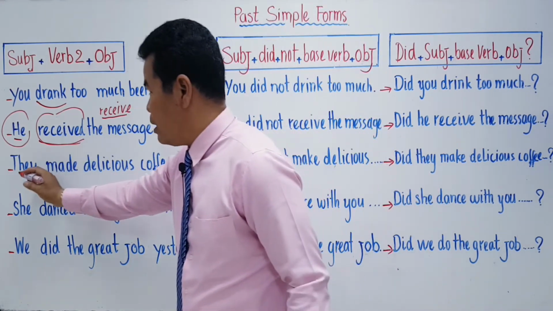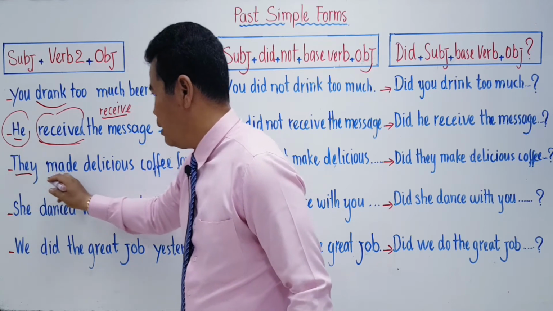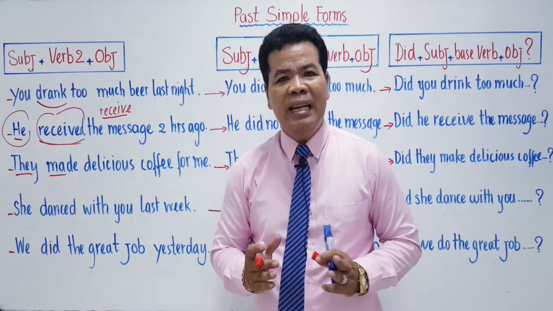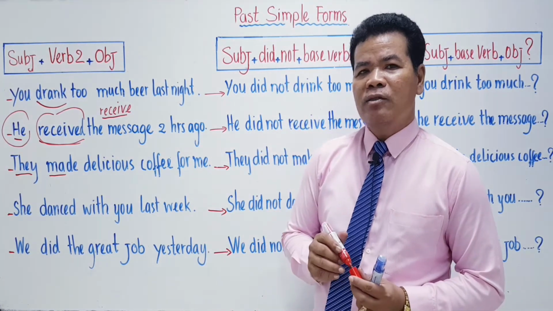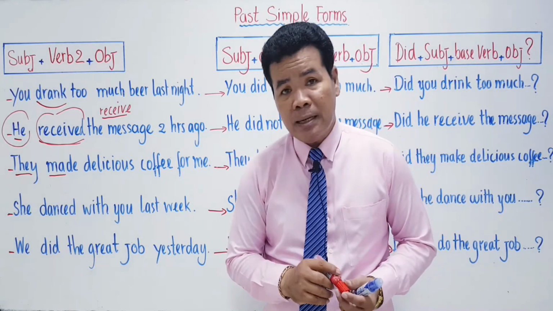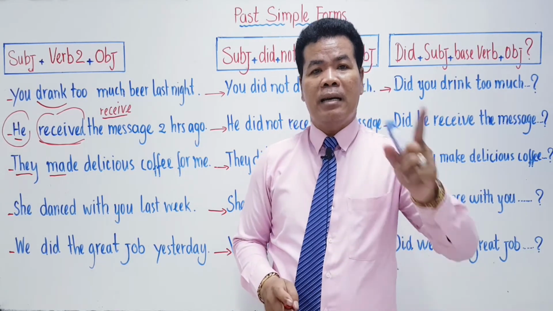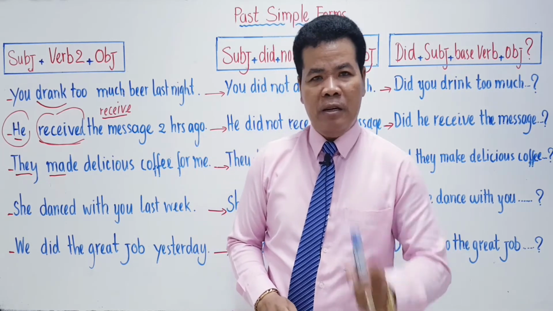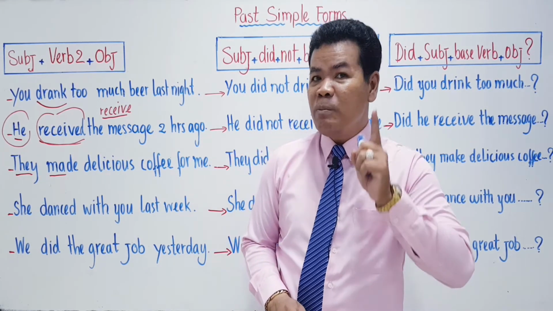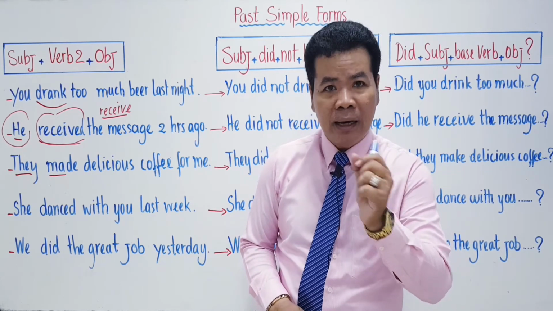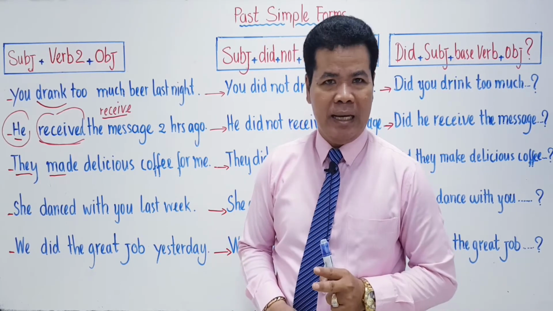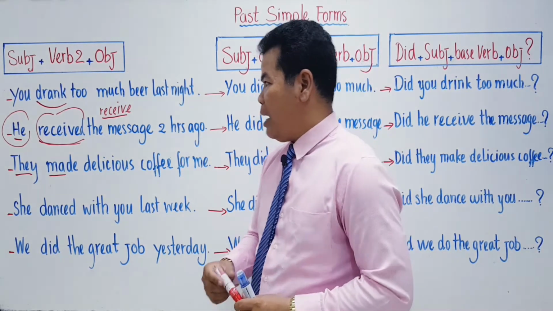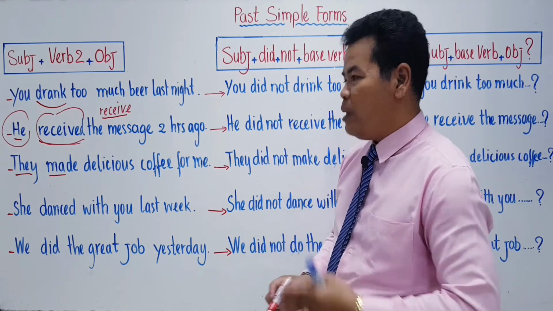Let's go to the third one. They made delicious coffee for me. They is a subject in the sentence. Made is the second column of the verb, the past simple verb, from the infinitive or base verb to make. Make, and then go to the second one, made. So try to remember that. They made delicious coffee for me.